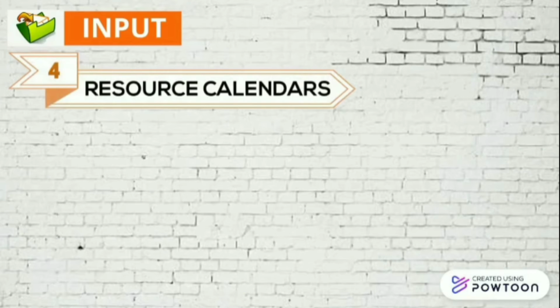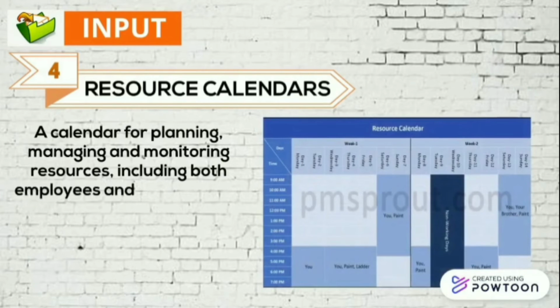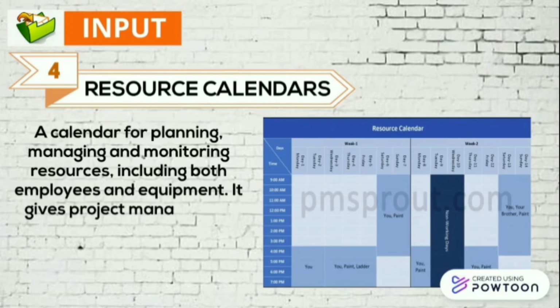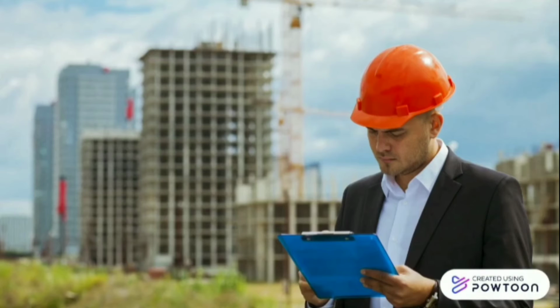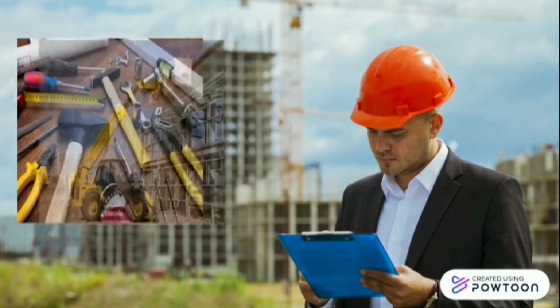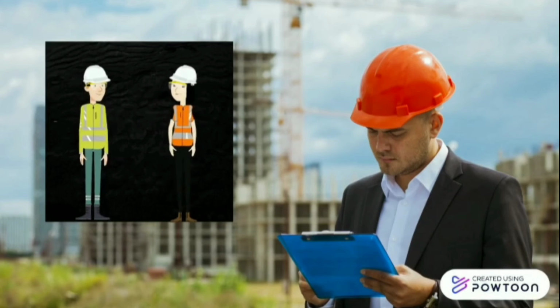Resource calendars. A calendar for planning, managing, and monitoring resources, including both employees and equipment. It gives the project manager an overview of how resources are being utilized, which resources are available and when. For example, a machine, a tool, or an architect required for the project is only available during a specific period of time. So in this case, the project should consider this resource constraint while estimating the resource requirements for the project.